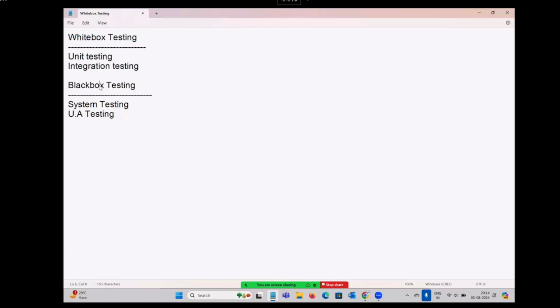White box testing, two levels: unit testing and integration testing. And black box testing, two levels: one is system testing, second one is user acceptance testing. After completion of coding and white box testing, our job is black box testing. Our job is called system testing.